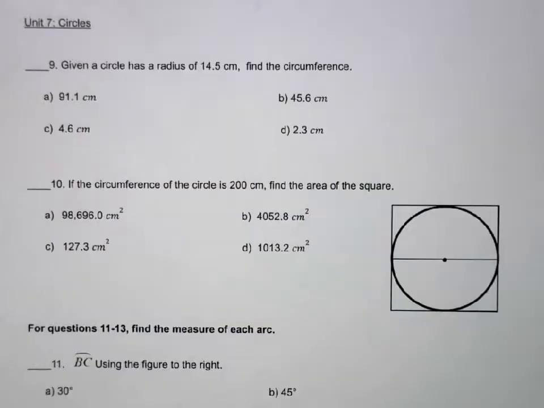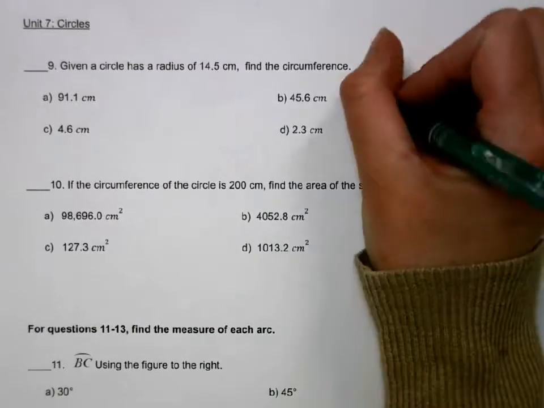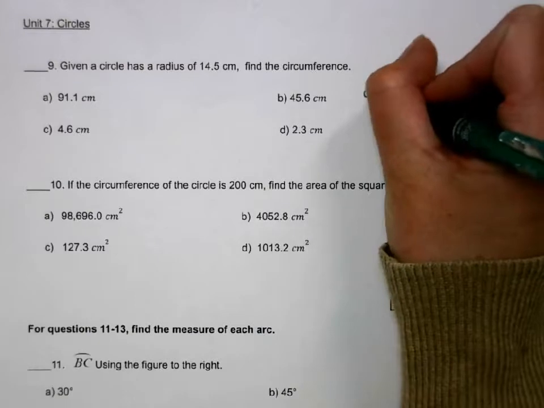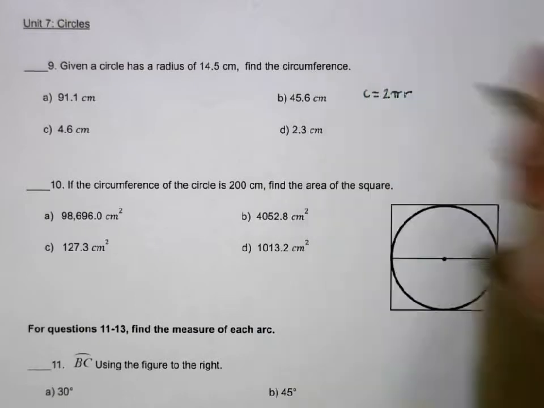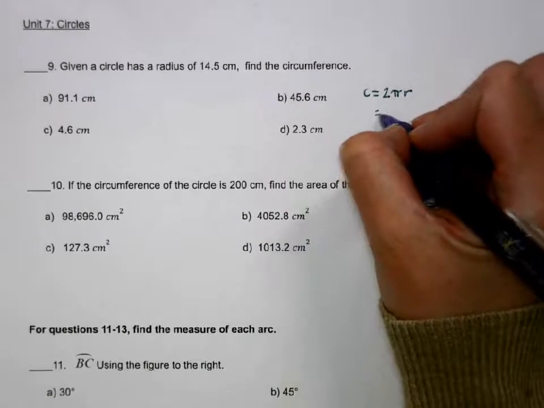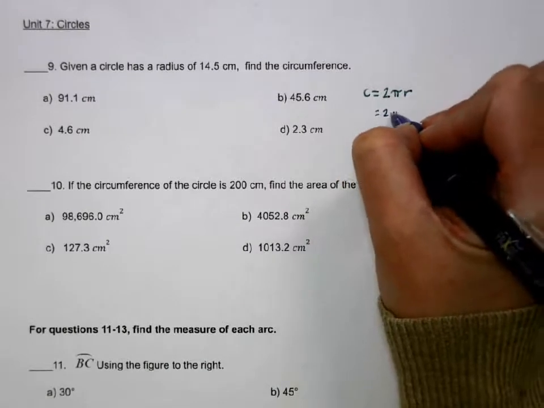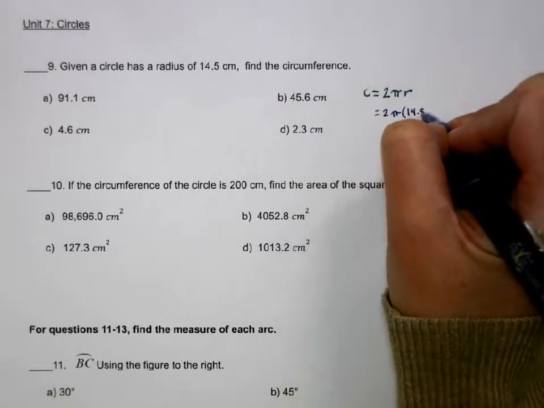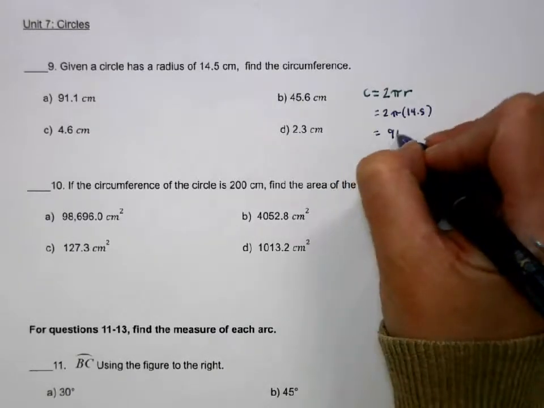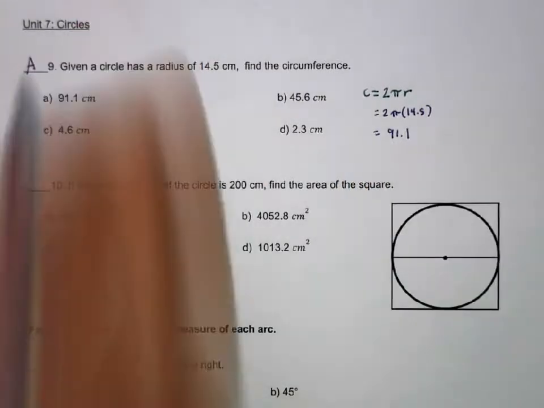Our second unit of the semester was circles. So first, given a circle that has a radius of 14.5, find the circumference. The formula for circumference is either pi times d or 2 pi times the radius, which is what we'll use. It'll be 2 pi times 14.5, and then you simply type that in the calculator. We get 91.1, which is A.